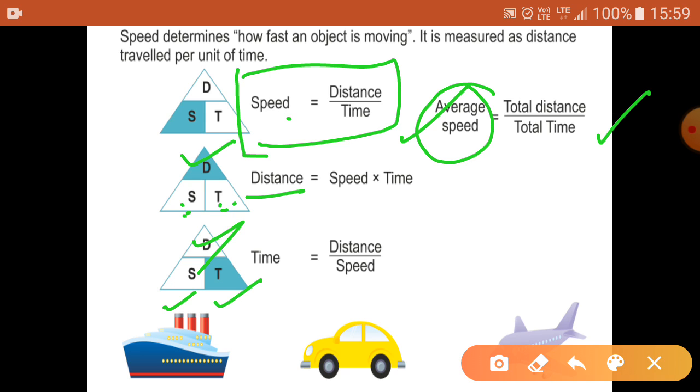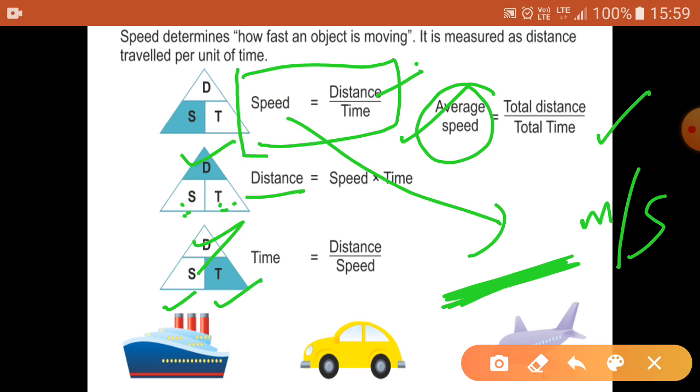And in the previous slide, what will be the unit? Because whenever you solve the numerical, you take out the value. After the value, don't forget to write the unit, and here the unit will be meter per second. Here distance is measured in meter, time is measured in second. You can write like this, or meter per second like this also.